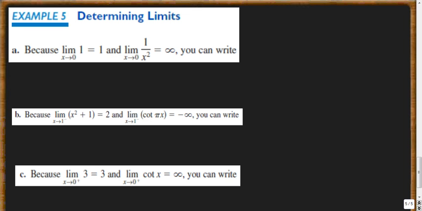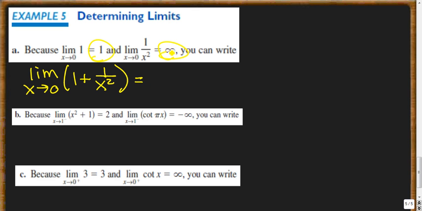Lastly, we're just going to look at some simple properties here. If I know the limit of 1 as x approaches 0 is 1, and the limit of 1 over x squared as x approaches 0 is infinity. So if I were to say something like, what's the limit as x approaches 0 of 1 plus 1 over x squared? Well, logically you would say, oh, I just add 1 to infinity, which is true. And then this just equals infinity. Okay, so we're just trying to show what happens when we deal with infinity algebraically.